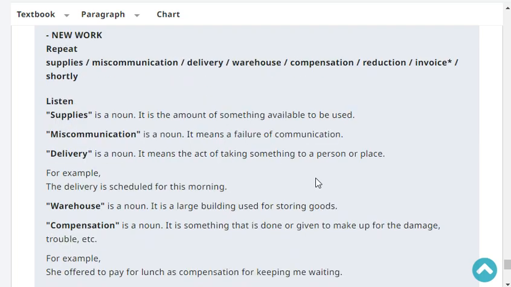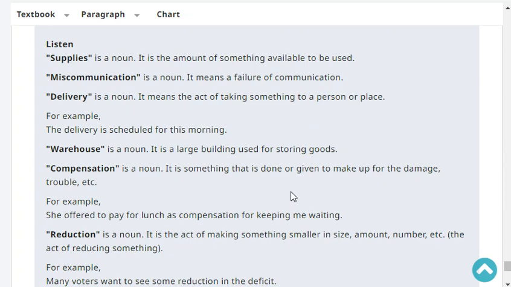The word supplies is a noun. It is the amount of something available to be used. Miscommunication is a noun. It means a failure of communication. Did not understand. Delivery is a noun. It means the act of taking something to a person or place. For example, the delivery is scheduled for this morning.